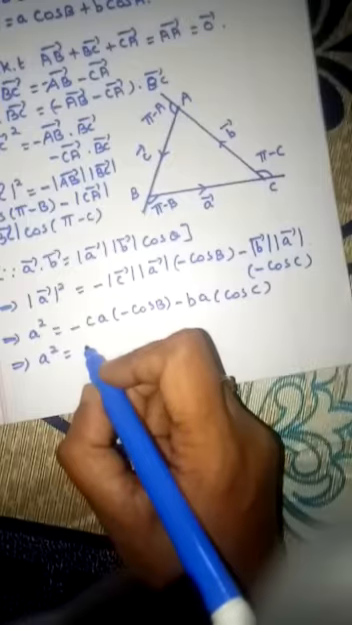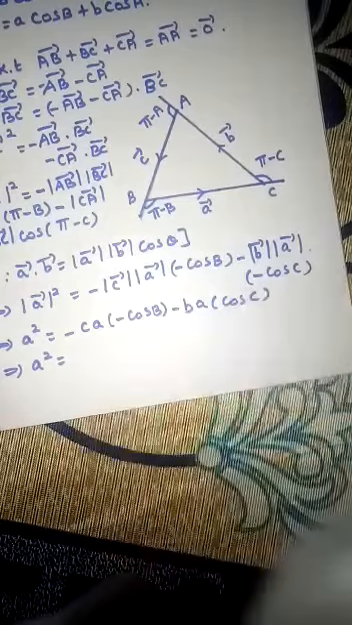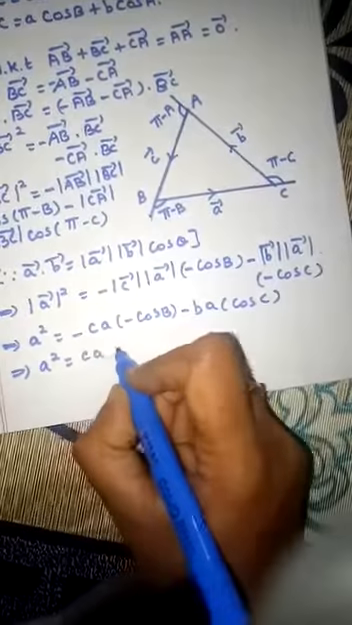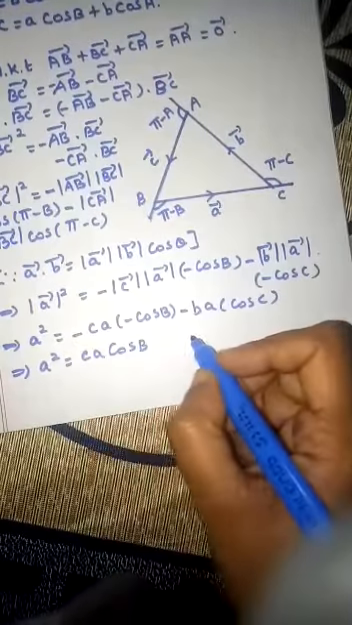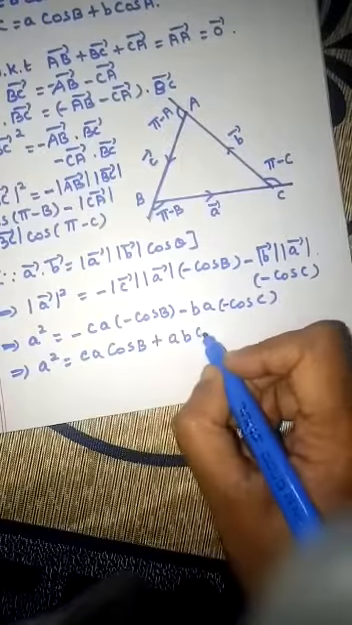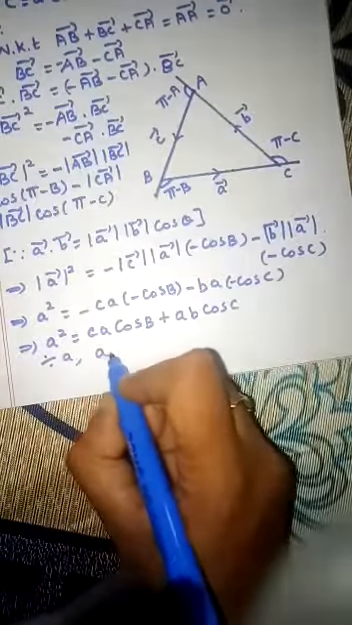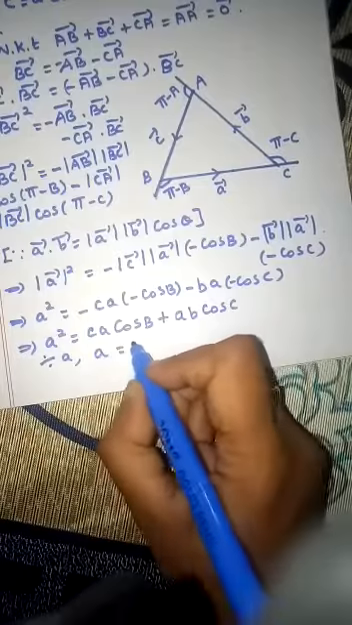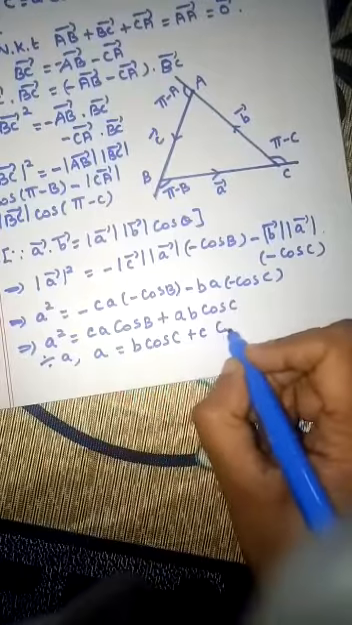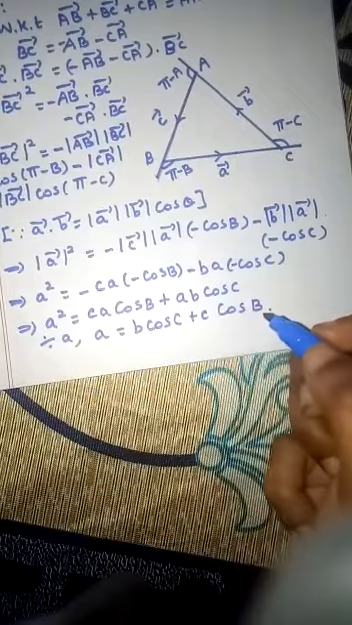So CA cos B, here we have minus into minus plus. Here also minus into minus it will become plus. So AB cos C. Now you can divide throughout by A. So dividing by A you will get A equal to, I am writing this first, B cos C. Then this I will write C cos B. Okay. Therefore first subdivision is proved, and similarly you can prove the other two.